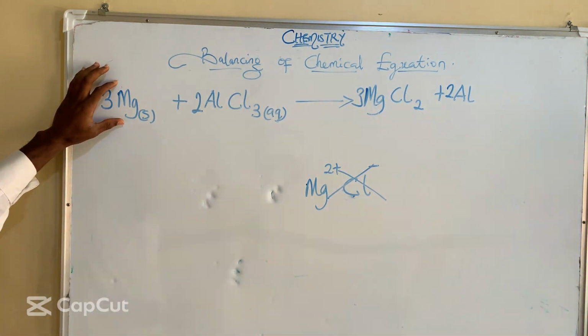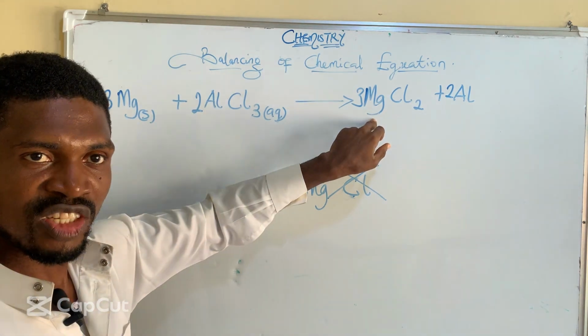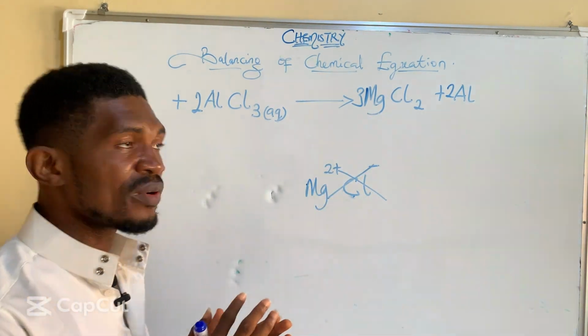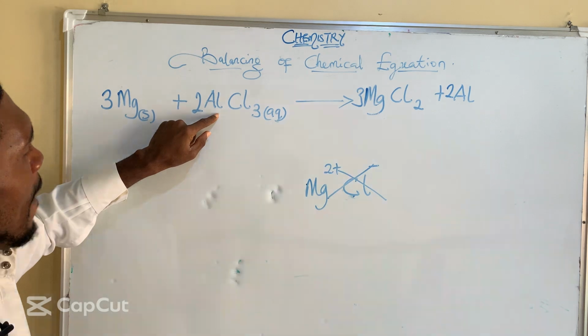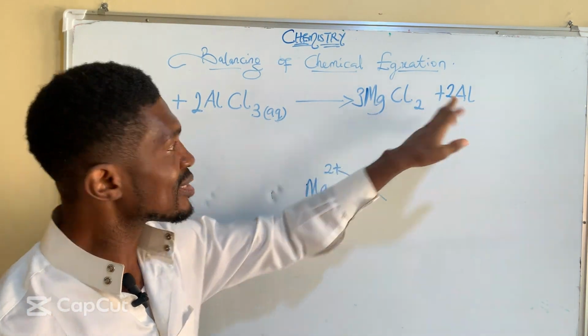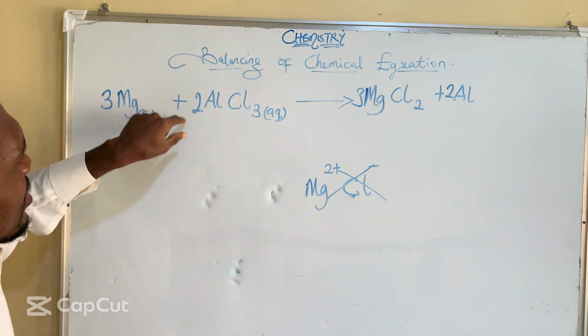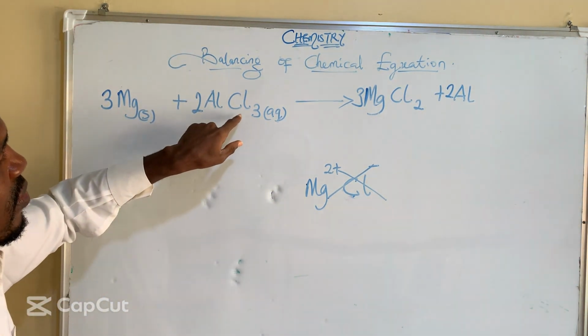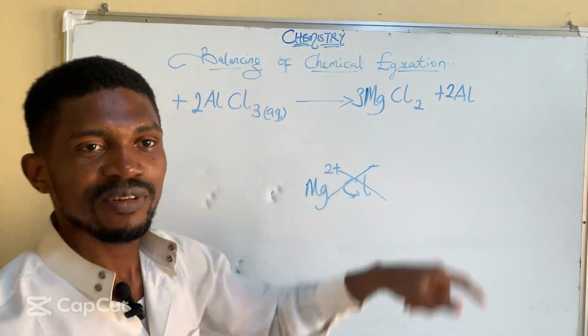For example, we have 3 magnesium here, 3 magnesium here. Magnesium is well represented. It is well written. Then we have 2 aluminium here, 2 aluminium here. Aluminium is still balanced. We have 6 atoms of chlorine, 6 atoms of chlorine. Balanced.